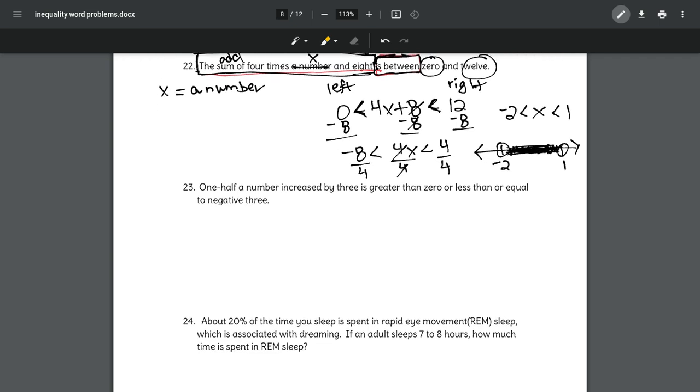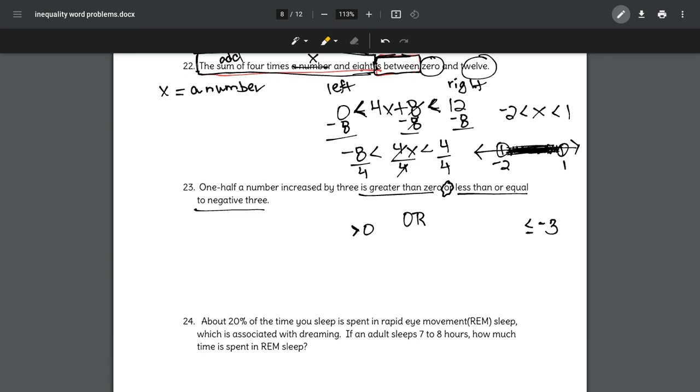And let's take a look at 3. 1/2 a number increased by 3 is greater than 0 or less than or equal to negative 3. So I already see that this is an or. Okay. Is greater than 0. Not going to have an equal sign on it. Greater than 0, it looks like that. Okay. Then I have or. It says less than or equal to negative 3. That's going to have the equal sign.